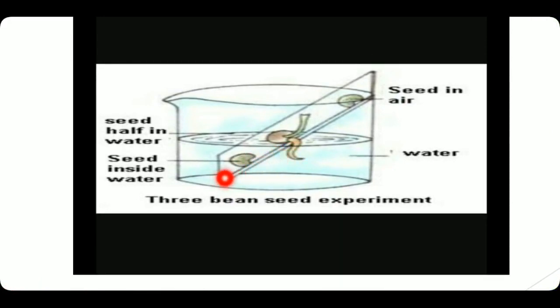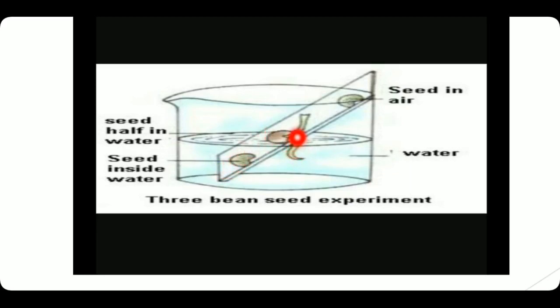The first seed, on the upper region, will not germinate because it is in the air. It is getting oxygen and the temperature is also favorable, but it will not get water, and that's how it is not going to germinate. Then the lower one, the bottom one, is getting water and the temperature is also favorable, but the oxygen in water is not sufficient to make it germinate, so it will not germinate.